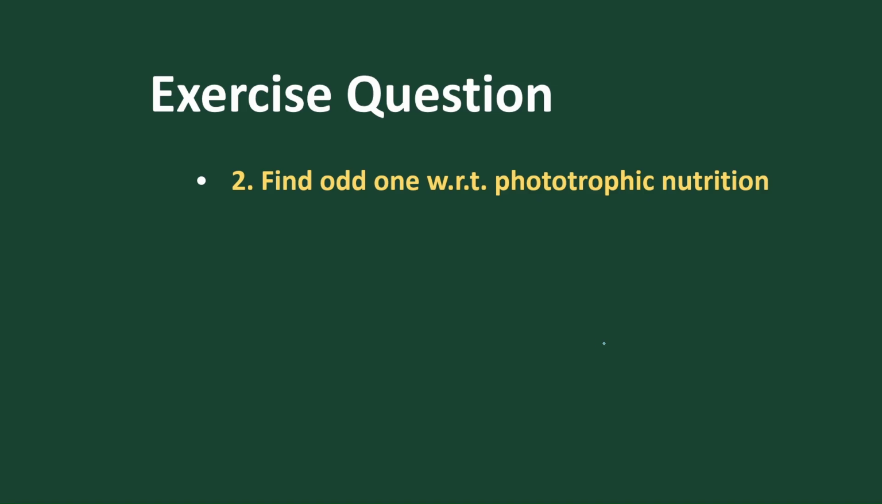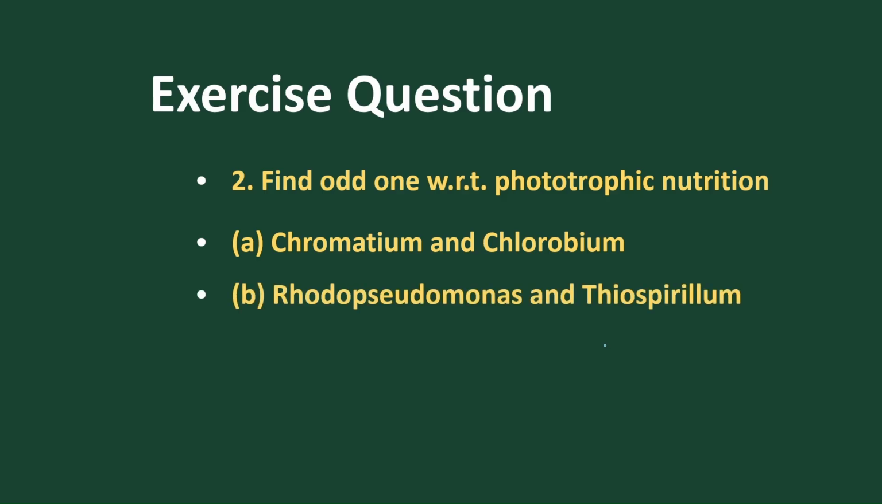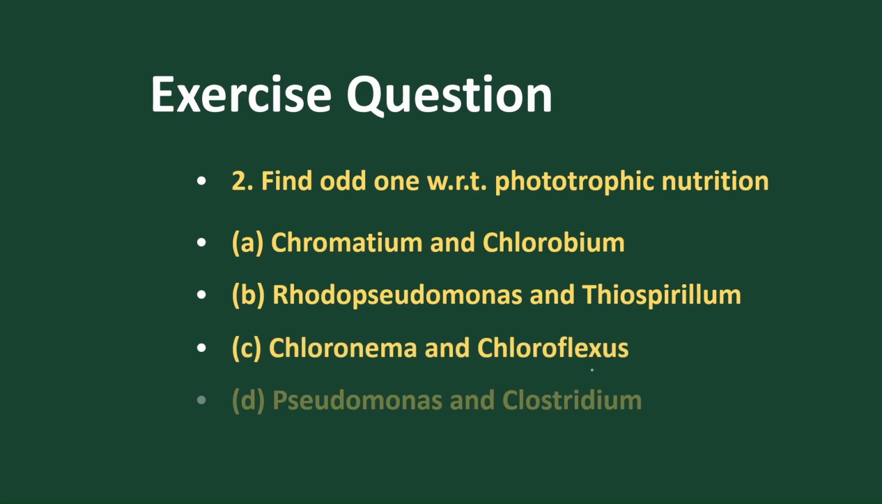Which one is wrong? Find the odd one with respect to phototrophic nutrition. Chromatium and Chlorobium, Rhodopseudomonas and Thiospirillum. Which one is phototrophic nutrition? As we know, Chromatium, Chlorobium, all this we have discussed. Chloronema and Chlorophyllus, Pseudomonas and Clostridium.